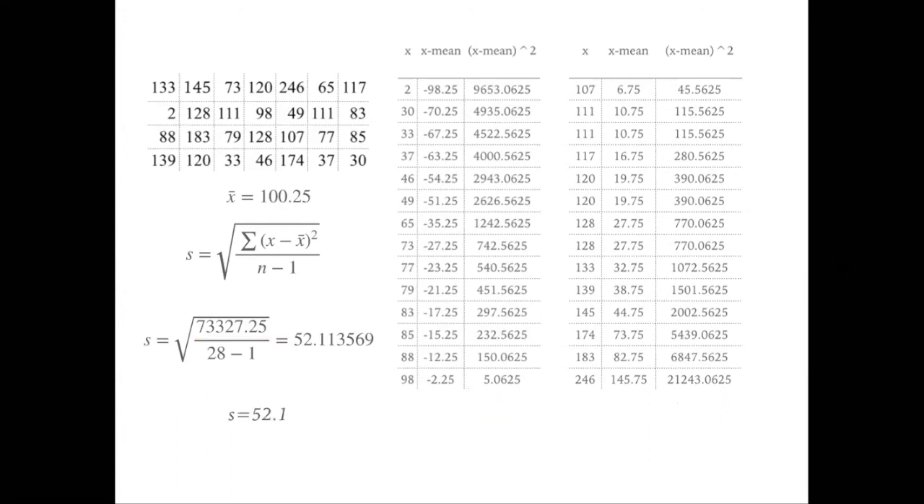And as far as rounding, we would go ahead and round this to 1 decimal place as well. So 1 decimal place more than your raw data. So 52.1.